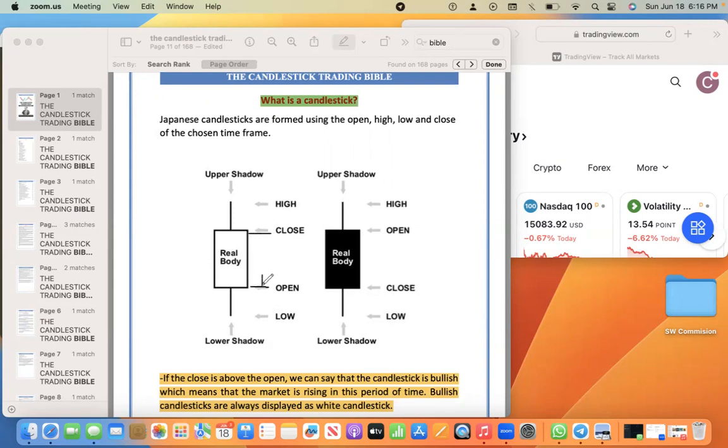So let's just say price started at $1 and by the end of the day, price closed at $5, right? That means price went up. So the opening price was $1 and the closing price was $5. But within the day, the highest that price actually got was $7 and price went as low as 50 cents, right?